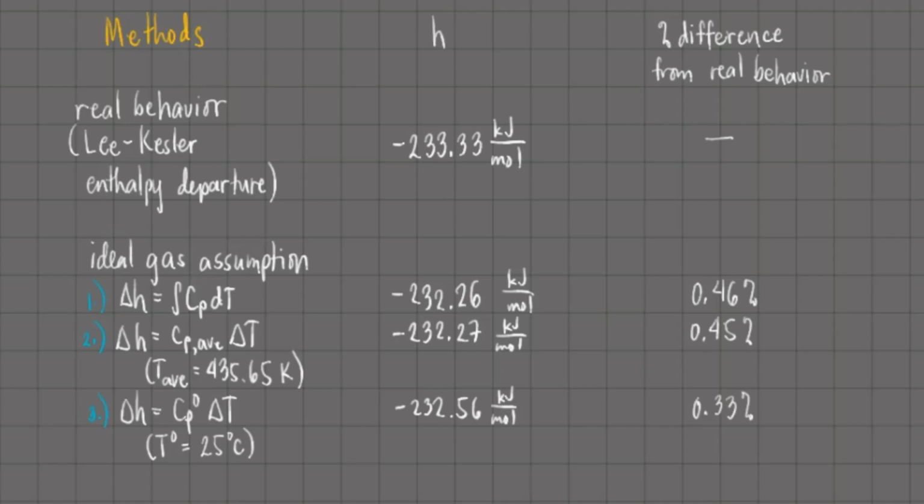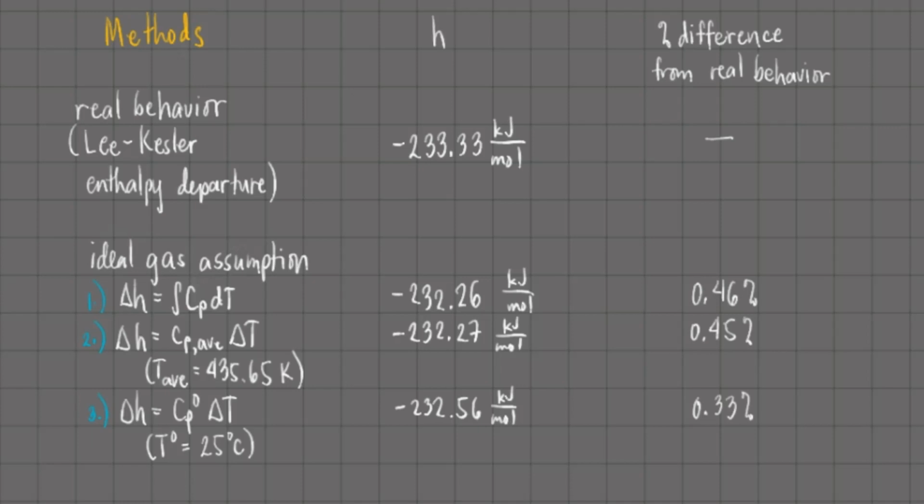The third method, which is the simplest under the ideal gas assumption, states that delta H is equal to Cp naught times delta T. Cp naught represents the specific heat of steam at standard conditions, that is 25 degrees Celsius. Using that constant value of Cp, we obtain the value of the absolute enthalpy as negative 232.56 kilojoules per mole. That is only 0.33% away from the enthalpy we have determined assuming real behavior using the Lee-Kessler enthalpy departure.